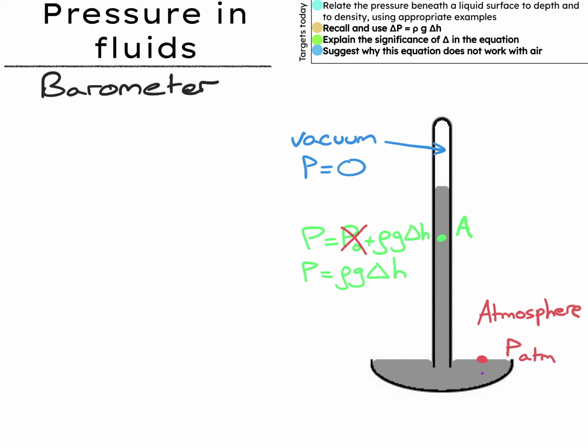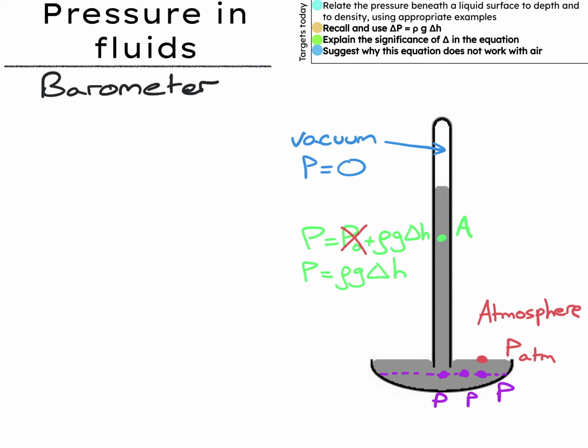If I go down a little, the pressure is P. If I move over, the pressure must be the same since they're at the same level. In the middle, it's also the same level. So the pressure must be the same even though there is this tall column of liquid here.